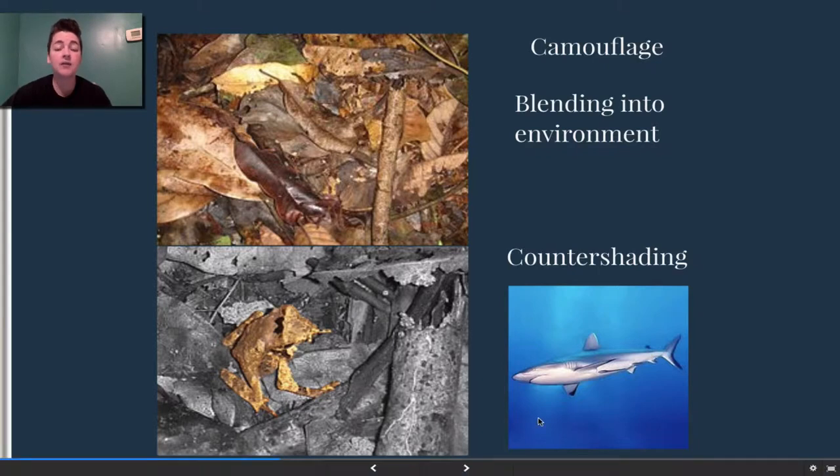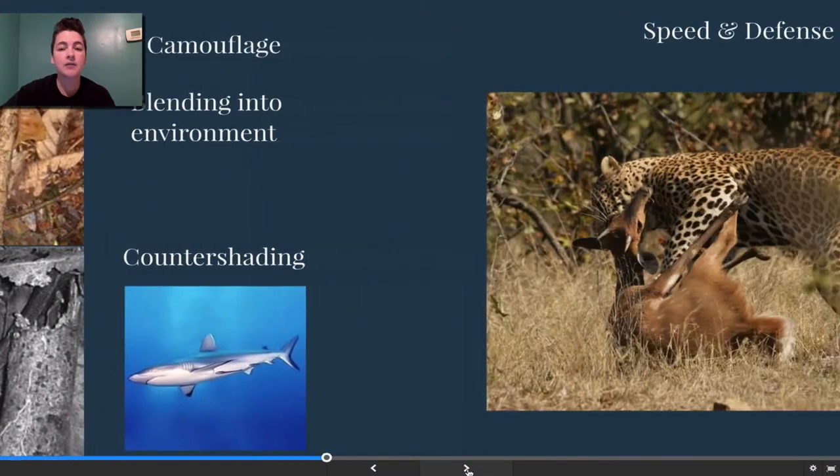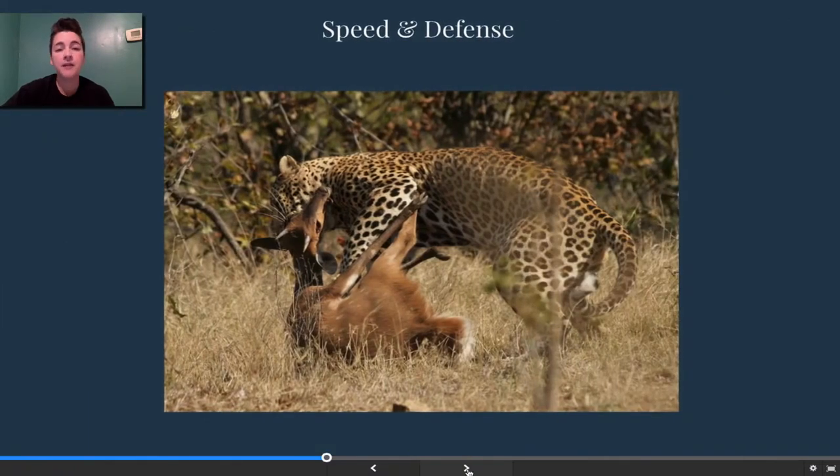Counter shading would be another example of camouflage, with a dark upside and a light underbelly. So if you are underneath that shark and you're looking up towards the sky, it's going to blend in more because it blends into the light. And when you're looking down, it's darker because you don't have that light; you are looking down towards the bottom of the ocean. So counter shading is a way for that organism to blend into its environment. Speed and defense: the faster you are, the quicker you can get away. The faster you are, the easier it is for you to catch your prey.